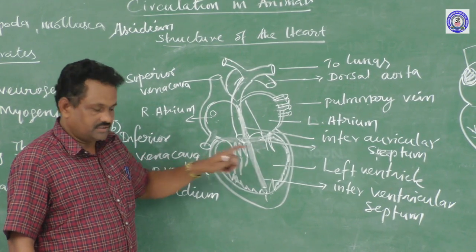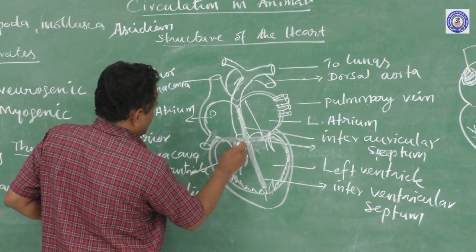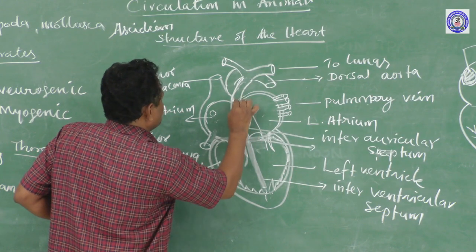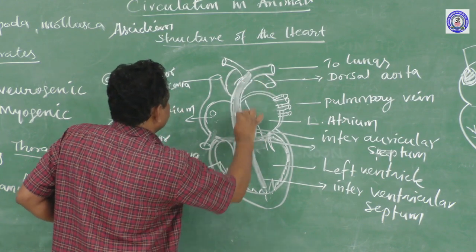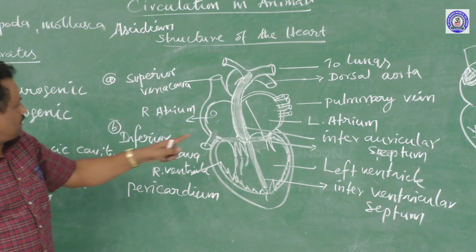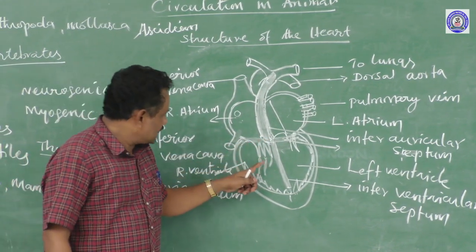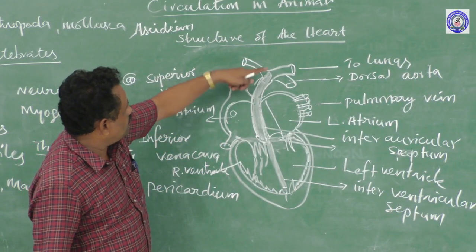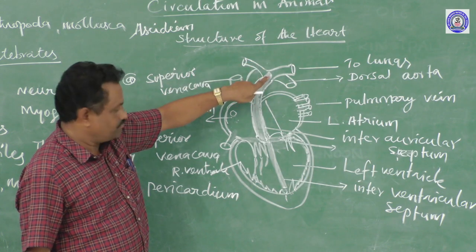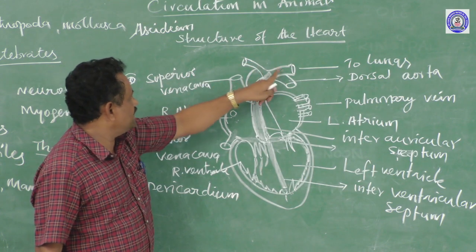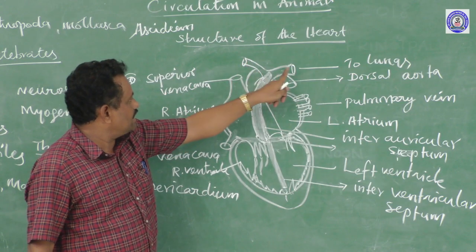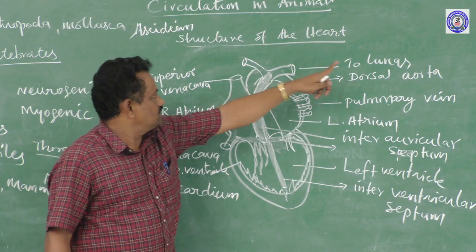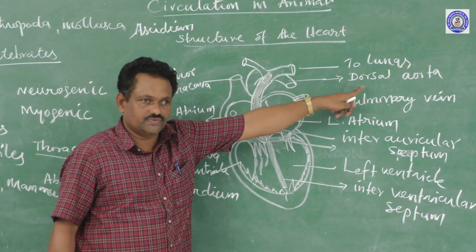The lower chambers are ventricles. From the right ventricle, a blood vessel arises. This one is called the pulmonary trunk. The pulmonary trunk arises from the right ventricle, and when it comes out of the heart at the base region, it bifurcates into the right and left pulmonary arteries. This is carrying deoxygenated blood to the lungs for oxygenation.